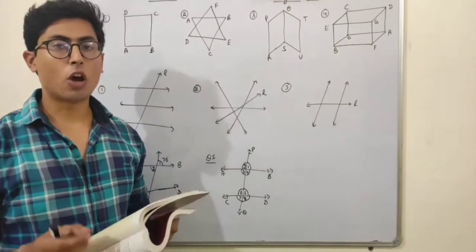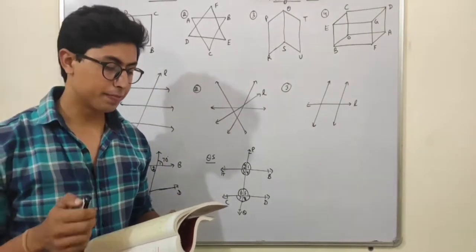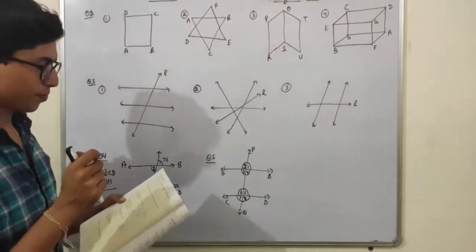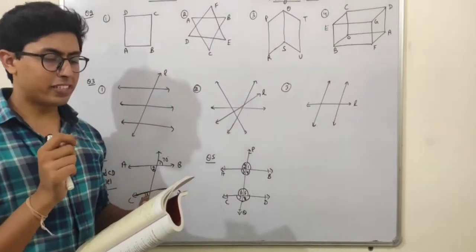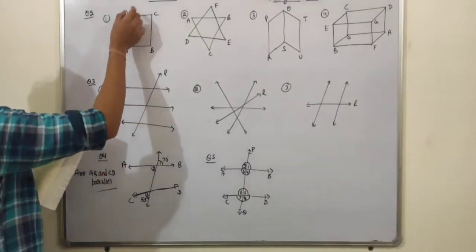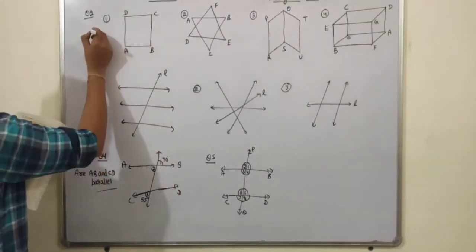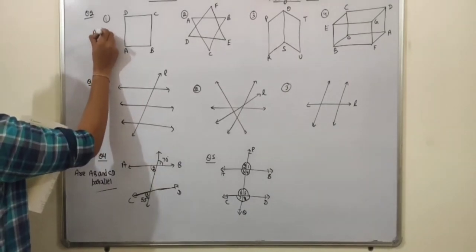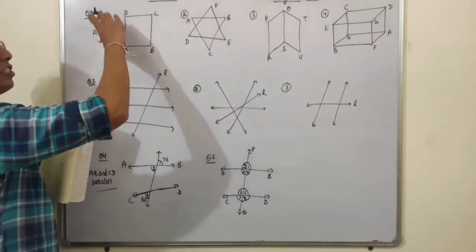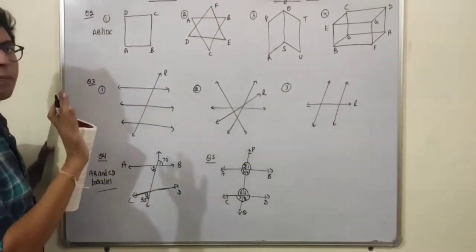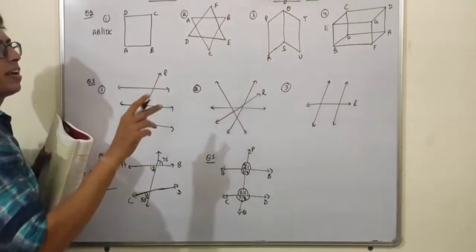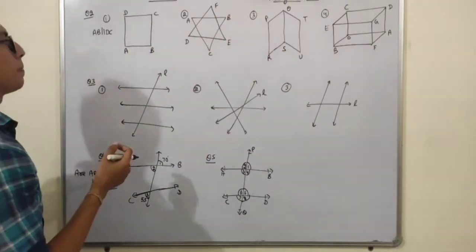Okay students, now moving forward to question number 2. These are the 4 parts of question number 2. Identify the line segments which are parallel. In this figure, AB is parallel to DC, because parallel lines are those lines that, if we extend them, never meet. So if I extend AB and extend DC, they never meet. So AB is parallel to DC.